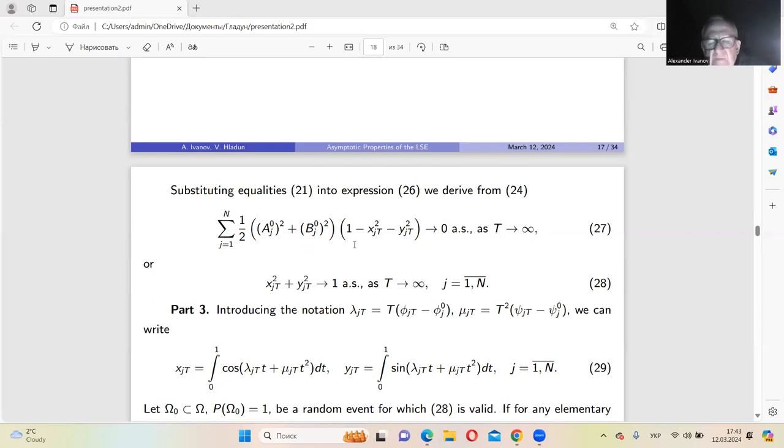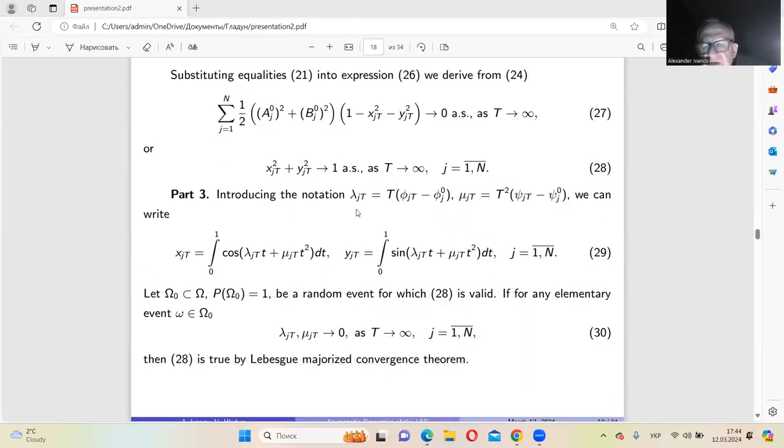What does it mean? We suppose that this sum of squares is positive, because if this sum of squares is equal to zero, there is no such summand in the sum of harmonics in the signal in the beginning. Therefore, from 27, it follows that we have n relations of such a kind: x_jt squared plus y_jt squared tends to one almost surely.